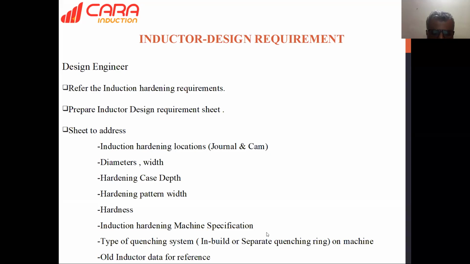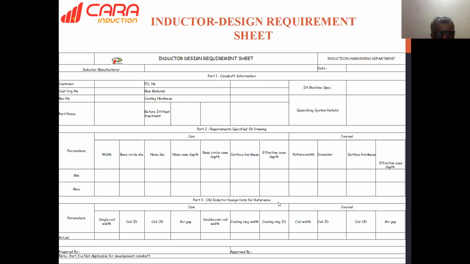Induction hardening machine specification is also important. According to the machine specification, we are balancing the laminations, and accordingly we are designing the inductor. So these factors we need to study first, before designing the inductor. Next, sir.